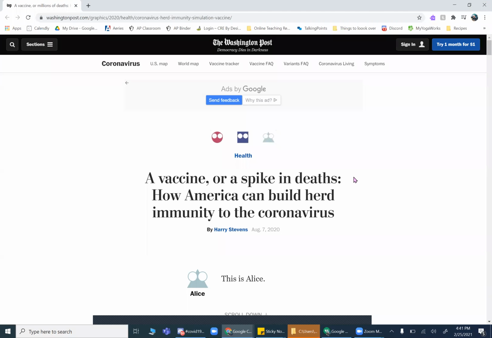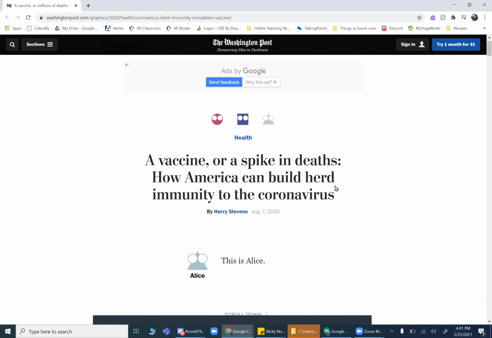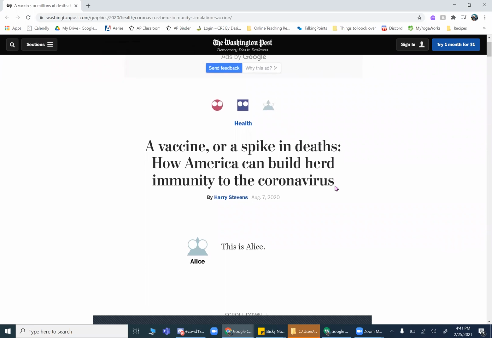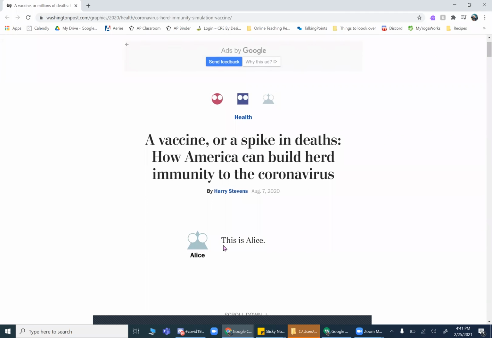All right, y'all. So we've talked a lot about this herd immunity concept in biology, but let's break it down real quick. Okay, so this is about how America can build herd immunity to the coronavirus. All right, so for example, let's talk about Alice real quick. We got Alice right here.